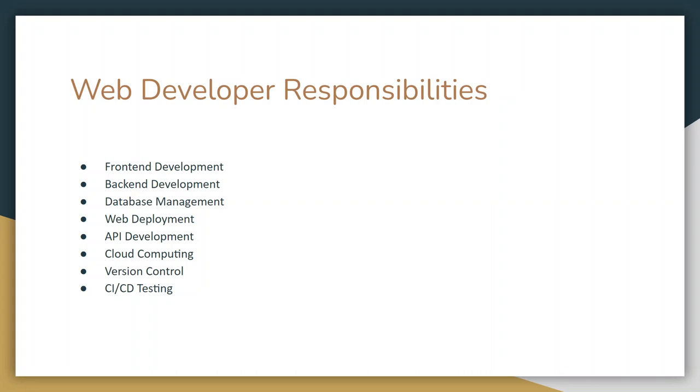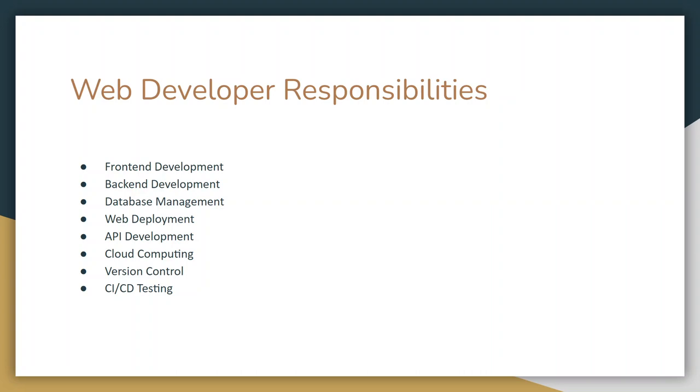Then web deployment. What we have done right now is that we have deployed our website to GitHub Pages. Likewise, we have to host it on cloud platforms or on web development platforms like virtual machines or somewhere around that. Then API development: communication between front end and back end now happens with an API, which uses JavaScript Object Notation, JSON. So we have to know API development.